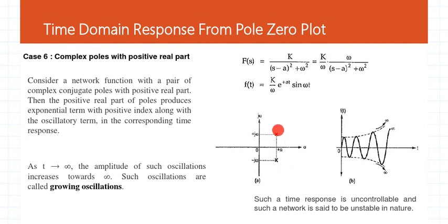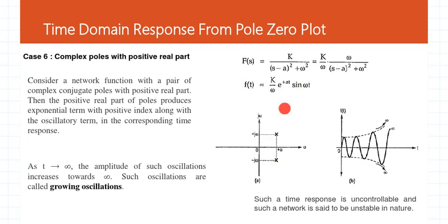It means that the poles lie in the right half of the S-plane, which corresponds to the unstable region of the network. Therefore, what would be the effect of such poles on the time domain response of the system? Since it is a complex conjugate pole, we have a sine term involved there.